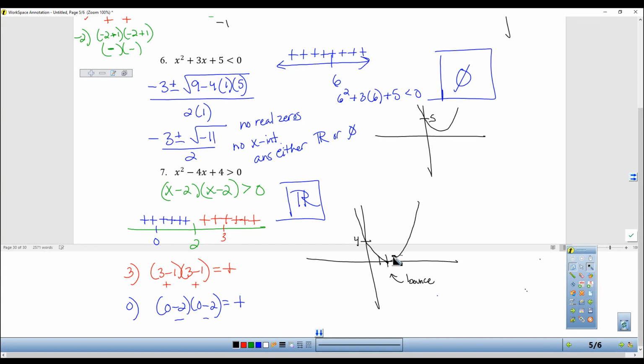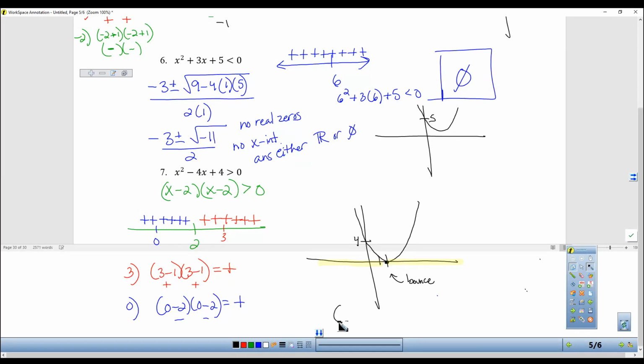So where is it greater than 0? Ooh, not all real numbers, because it's not actually greater than 0 right at 2. Right at 2, it's equal to 0. So it's only greater than 0 up to 2 and then after 2.